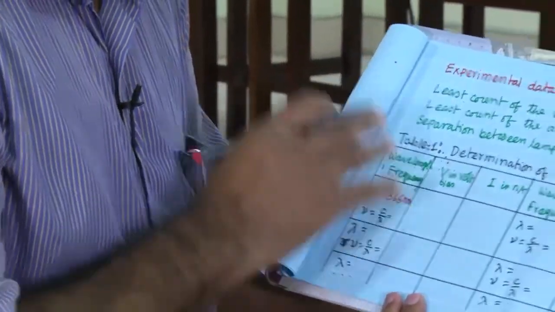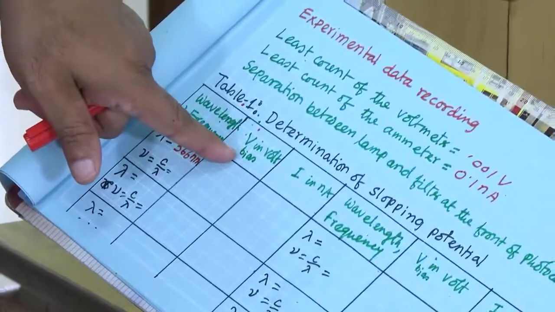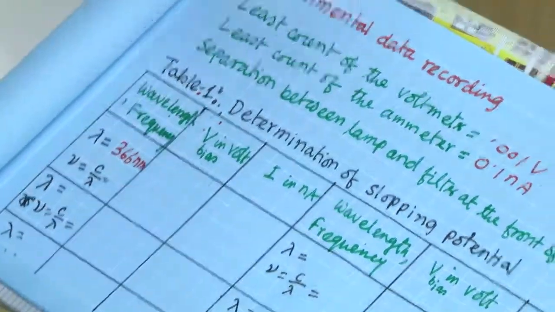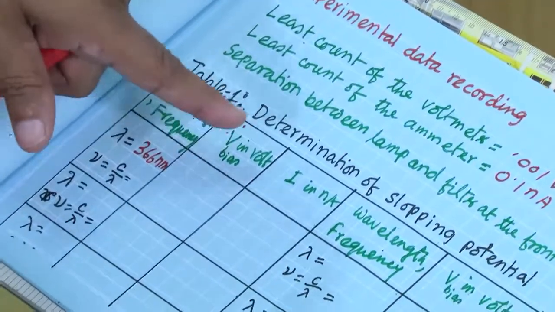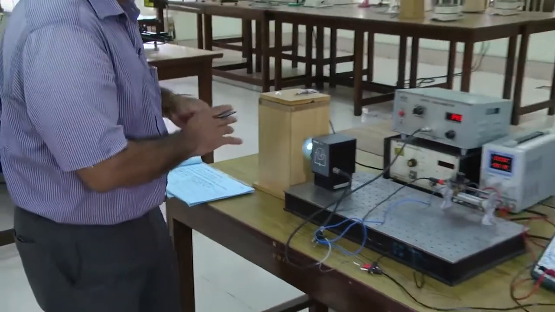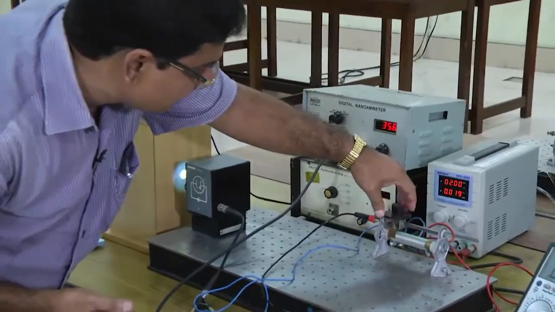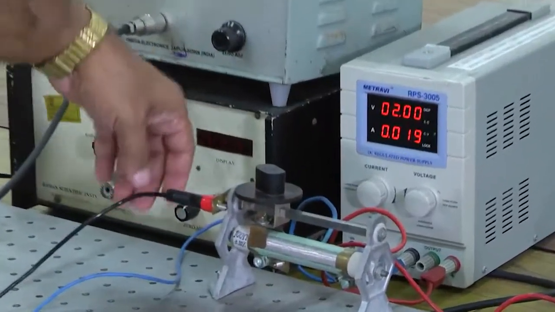For that, now I have to change the voltage. This is the reading of the voltmeter, and we have to take the nanoammeter reading as well. I am just showing, I don't know this yet. Here the rheostat I have kept at, you see.